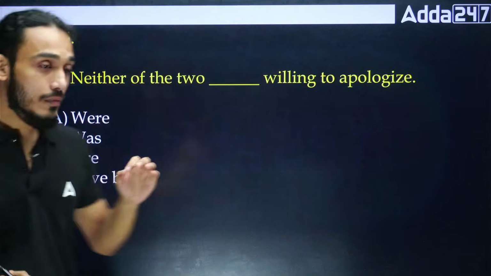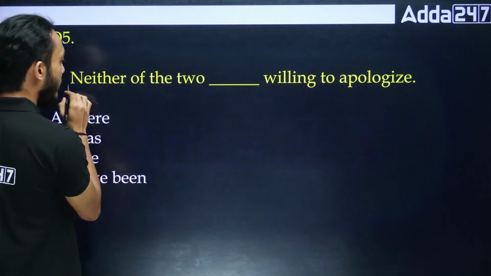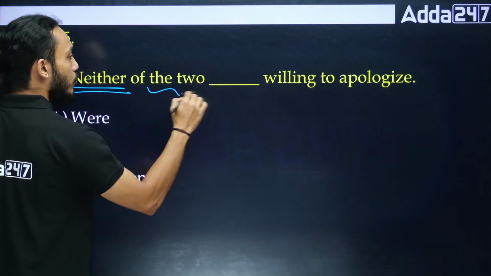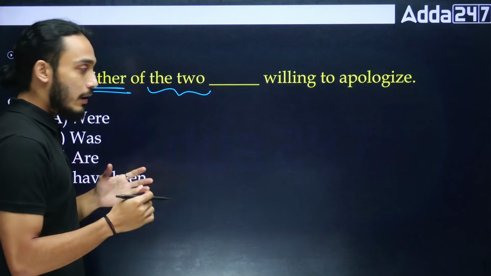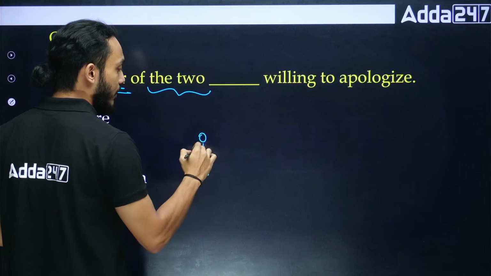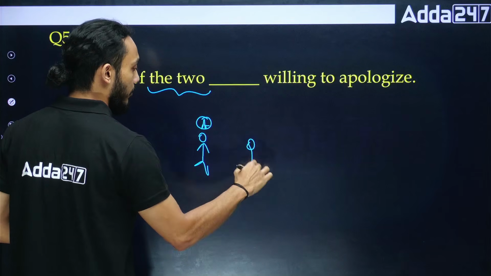See, if I have to write neither of the two, what does this mean? Even if I'm saying the two, it sounds like it's plural. But when I'm saying neither of the two, it basically means, say for example, there are two people, person A and person B.